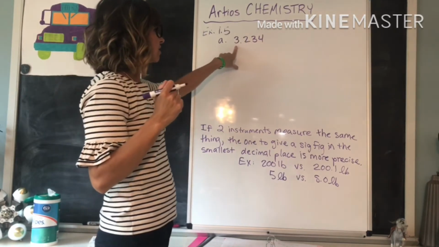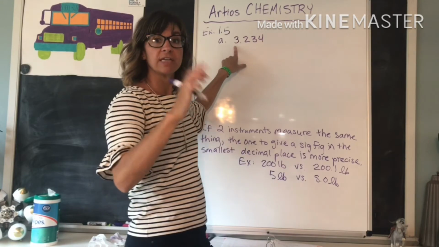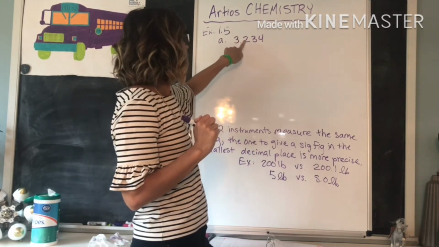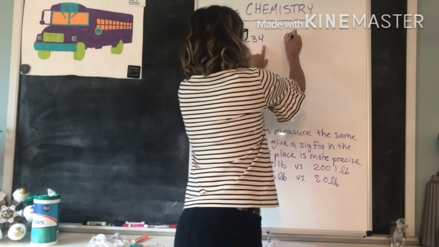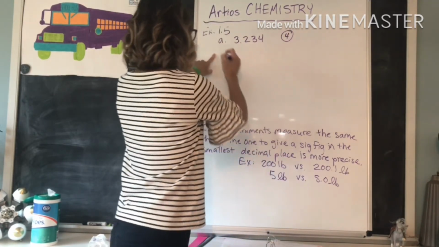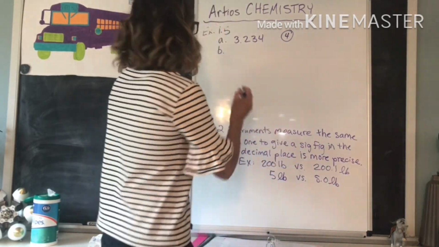How many significant figures are here? Okay, the first rule was that a digit is a significant figure if it is non-zero. So we have 1, 2, 3, 4 digits here that are non-zero. So the answer is 4. B, 6.016.